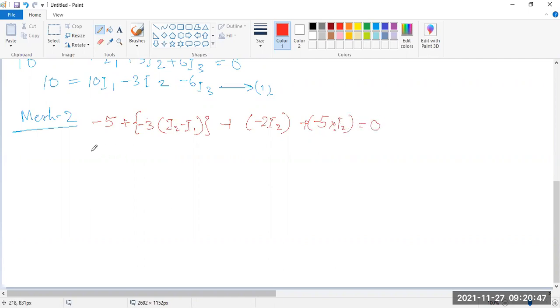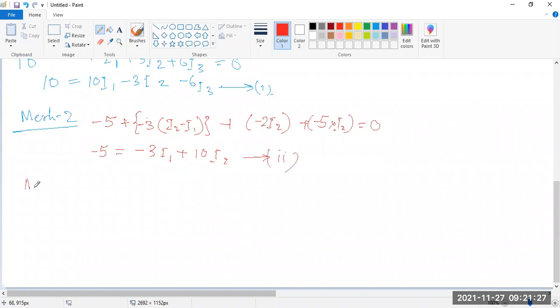If you solve it, minus 3I2 here, minus 2I2, and here minus 5I2, so it will be 10I2, and this is minus 3I1, and this is 5 over here. Okay, and this minus will come here, so this is positive and this is negative, so this is equation 2.